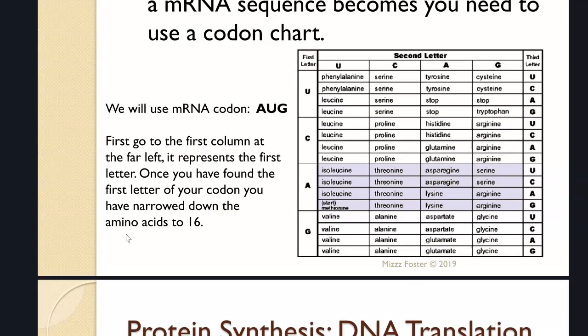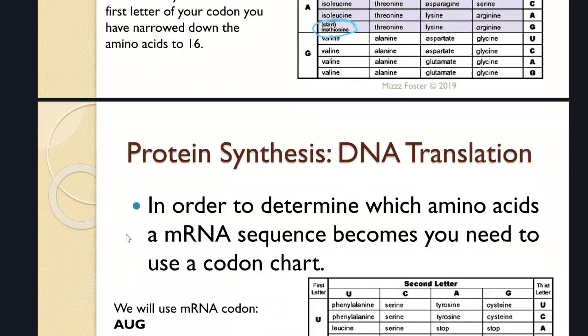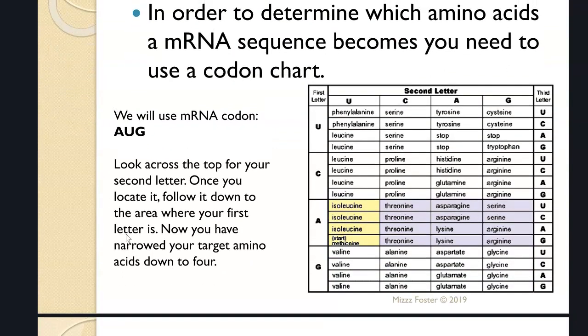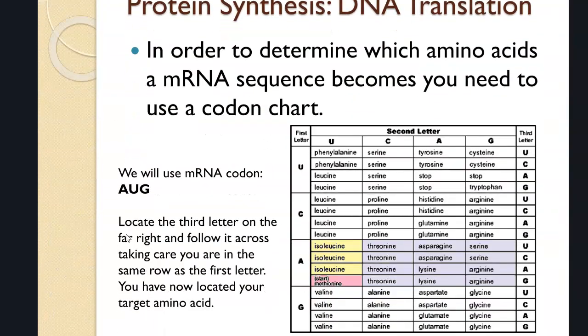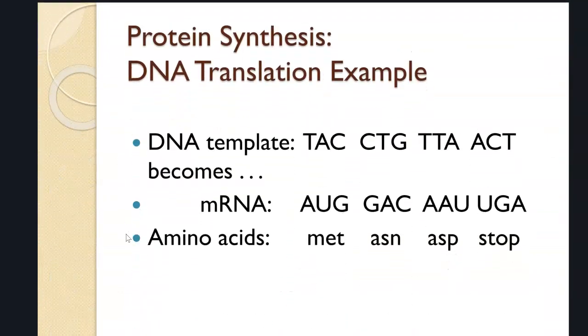So right here, start is always methionine. And then there are 3 stops, as you can see, UAA, UGA, and UAG. So 3 stops. Anytime it gets to those stop codons, the translation stops. That means the protein is done.